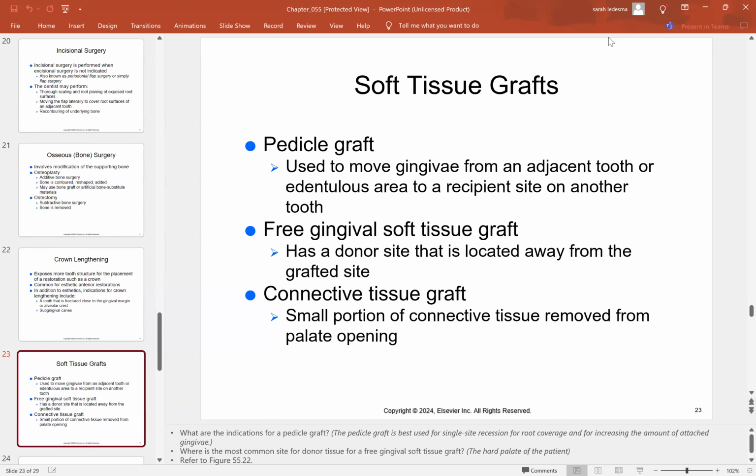Soft tissue graft. Pedicle graft is used to move gingiva from the adjacent tooth or edentulous area to a recipient site of another tooth. Free gingival soft tissue graft has a donor site located away from the grafted site. Connective tissue graft: a small portion of connective tissue is removed from the palate.